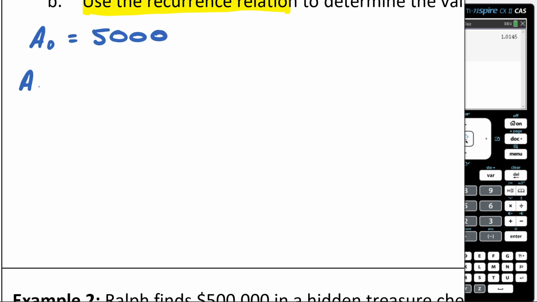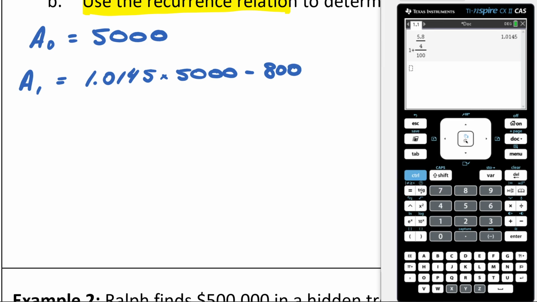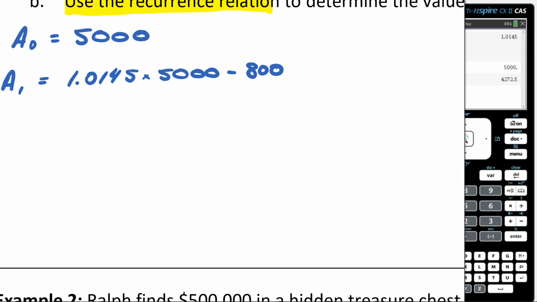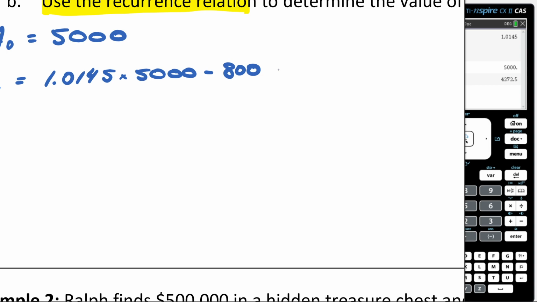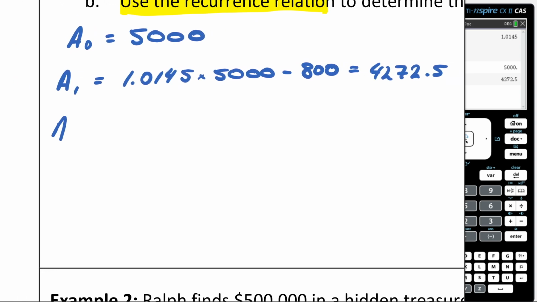Then I'm going to say A of 1 is going to be equal to, now I'm going to use the rule, 1.0145 times by the $5,000, then I have to minus 800 from it. We come to our CAS to do this operation. So we go 5,000, we hit enter. Then I hit times, then I go 1.0145, and then I subtract away from that 800. And that's going to give me this right here. So that will be 4272.5.